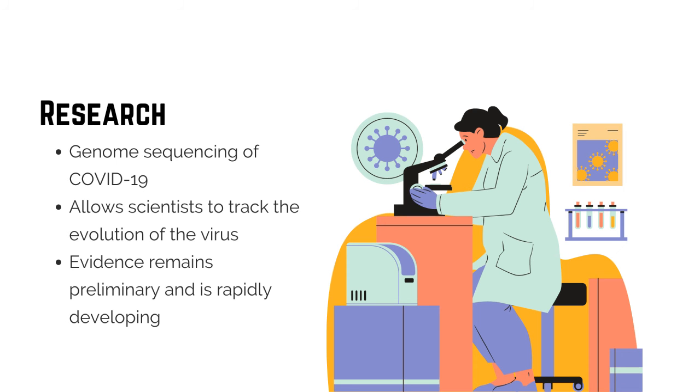Research groups have also carried out genome sequencing of the COVID-19 virus and shared these sequences on public databases and global health initiatives, such as GISAID. This global collaboration will allow scientists to track how the virus is changing over time, how the variants are affecting the virus's behavior, and the impact of this on vaccines' efficacy. This is an area where evidence remains preliminary and is developing quickly.